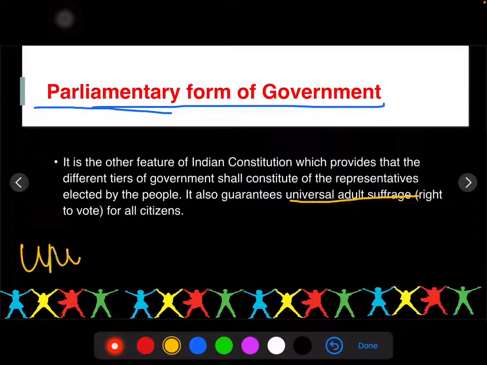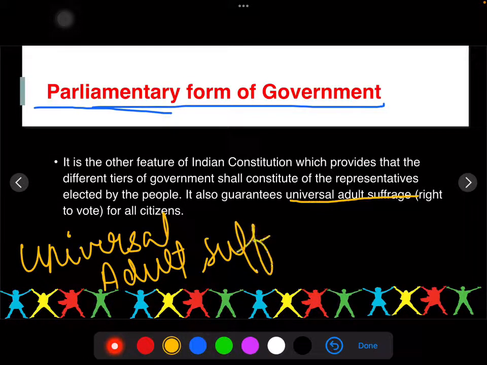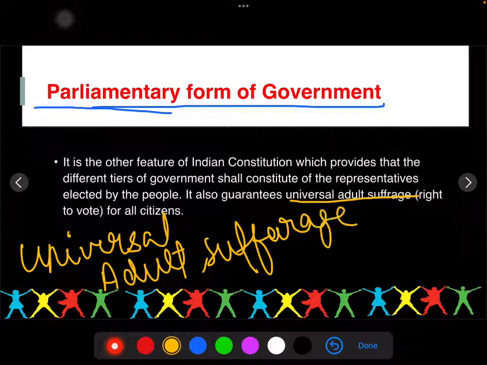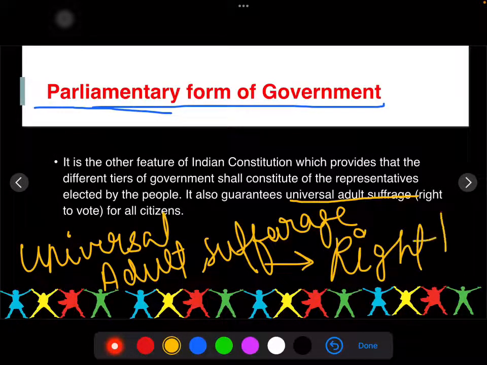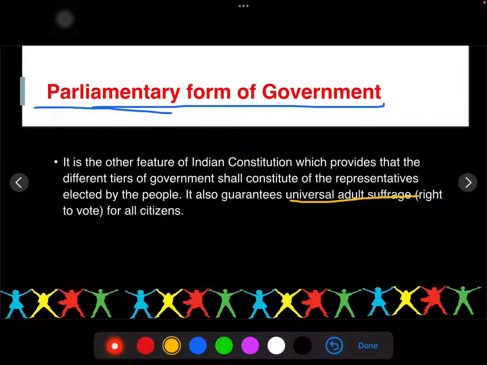Universal adult suffrage refers to the right to vote. The right to vote for all the citizens, irrespective of any discrimination they are likely to face.